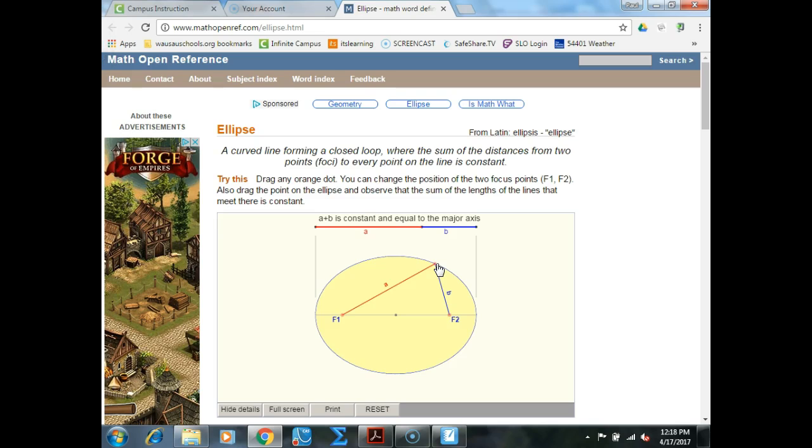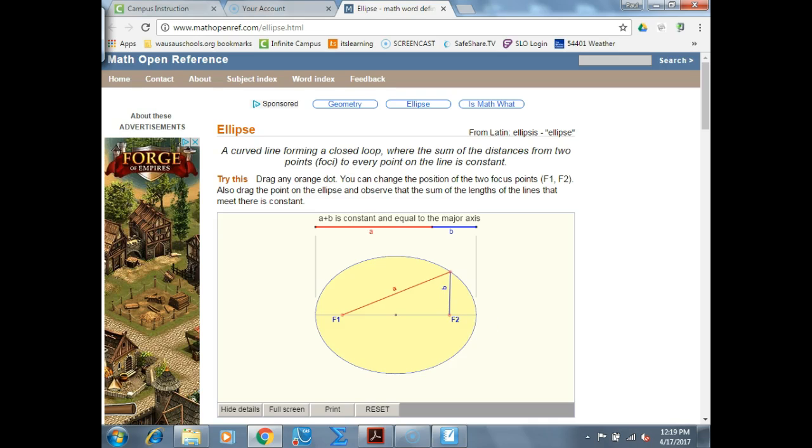It's a closed loop where the sum of the distances from 2 points is the same for every point on the curve. I gotta get back to the point, there it is. As you drag this point around, the sum of the red line and the blue line is always the same, and it's actually the length of the major axis. We'll talk about that in a minute. But that distance is always the same.